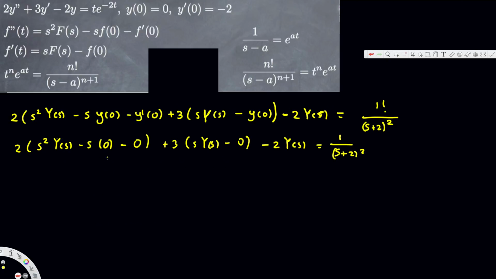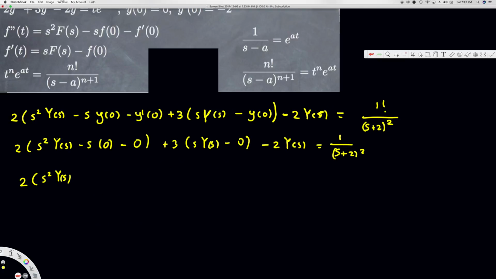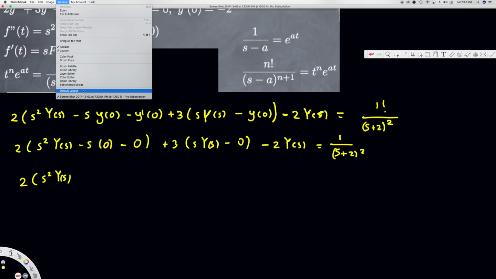Okay, now let's simplify this one. Here we have 2 times s square capital Y of s, and then s times 0, that's going to be 0, so we don't even have to write that one. And y prime of 0, okay, I made a mistake here. Y prime of 0 is equal to negative 2. Here we have to have negative 2.